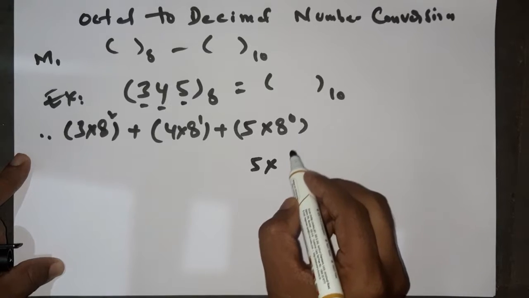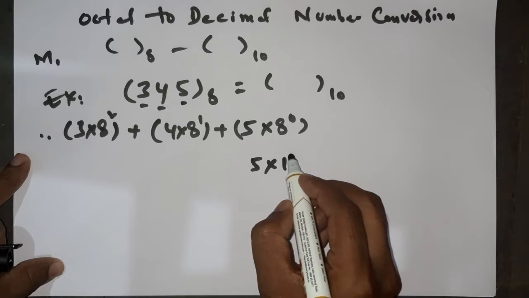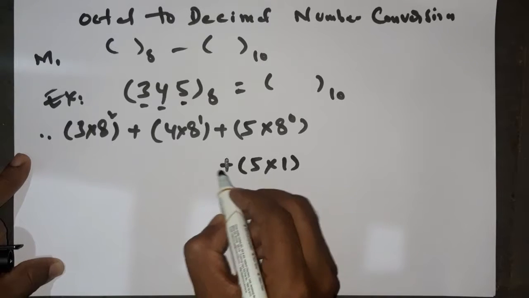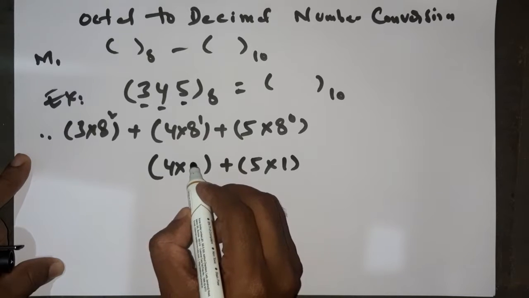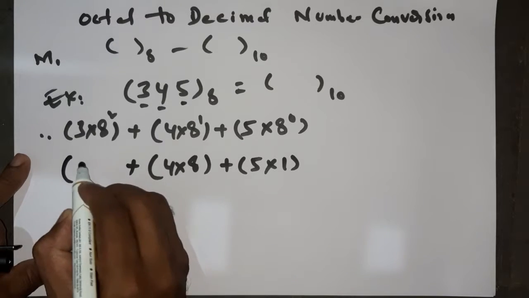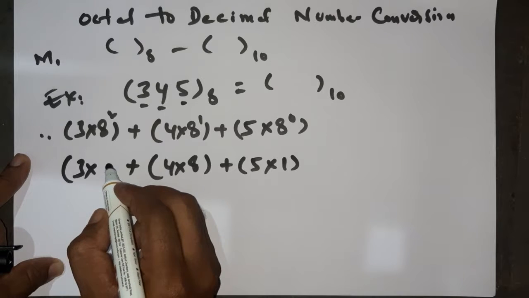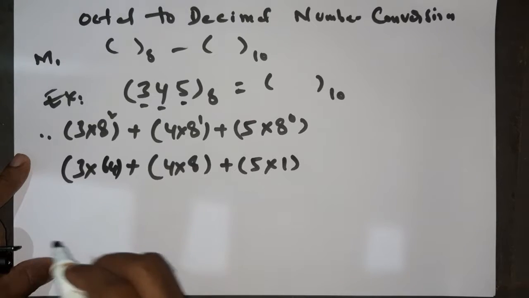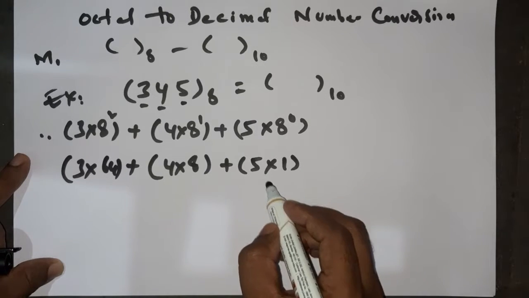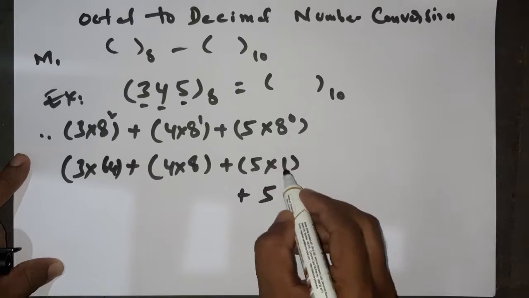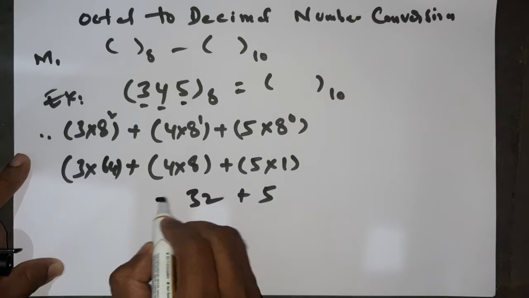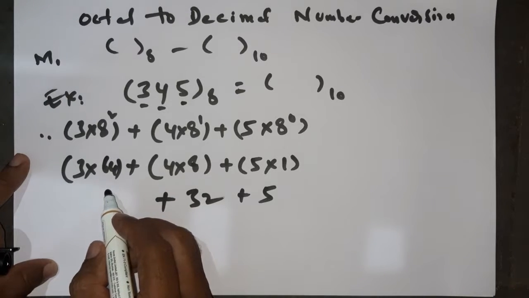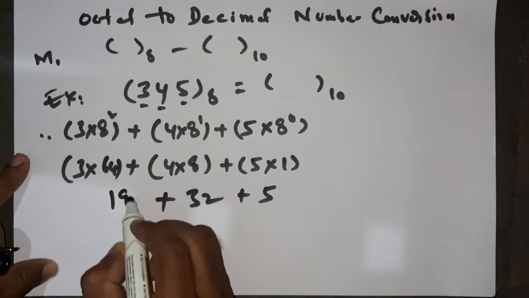5 times 8 to the power of 0 means it's 1. Plus next, 4 times 8 to the power of 1 means it's 8. Next here, 3 into 8 to the power of 2 means it's 64. So first, 5 1s are 5, plus 4 8s are 32. 64 3s are 192.